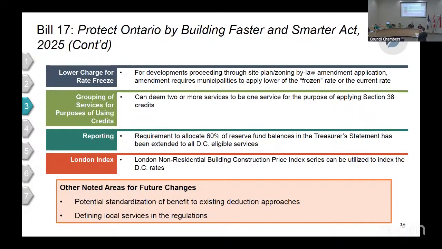So I mentioned that you have to allocate 60% of the balance in the reserve funds for water, wastewater, and roads. Now you need to do that for all services as part of the treasurer's statement. And I think this is just in part transparency from the province. You know, there was some stuff in the news about municipalities sitting on hoards of cash.